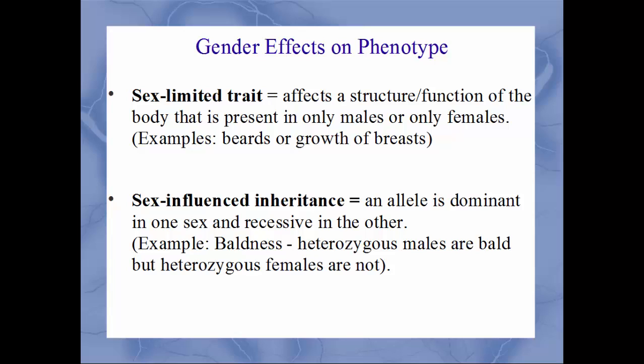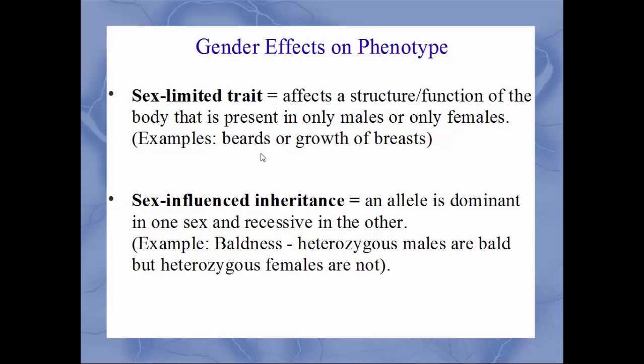All right, the next three things we'll talk about are very easy to confuse, especially these first two that are here on the slide. And these describe the effects of gender on the phenotype of a condition. And the first one is called sex-limited trait. These are what will affect a structure or a function of a body that's only present in male or females. These are limited by sex. And of course, we're talking about in a normal situation, a normal condition.